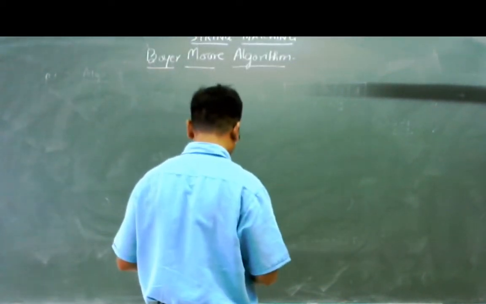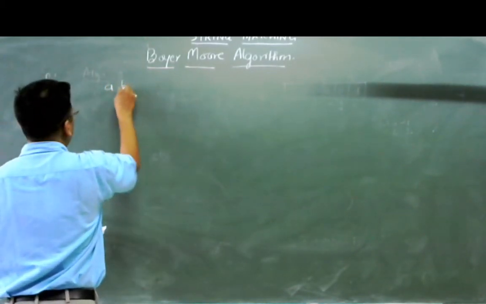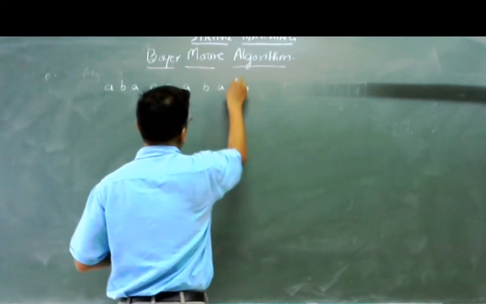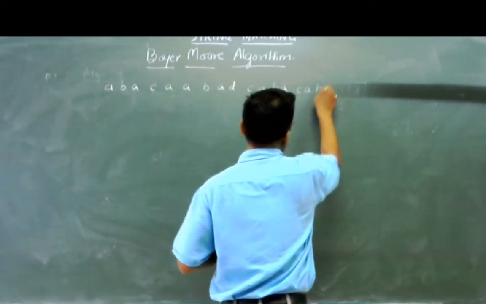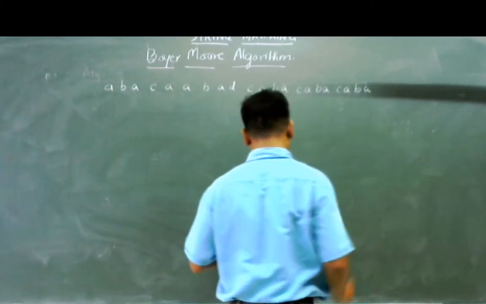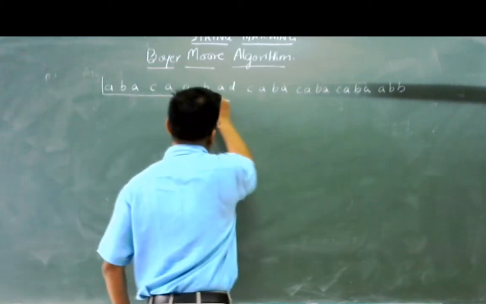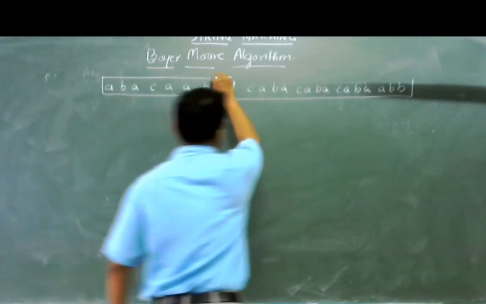In the given question, this may appear lengthy, but it is a very easy question. Suppose the string is A B A C A A B A D C A B A C A A B B. This is the given text string. This may appear a little bit longer, but once you understand the steps, it would be very easy.